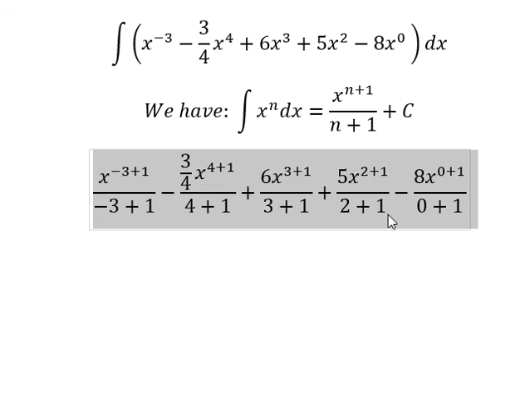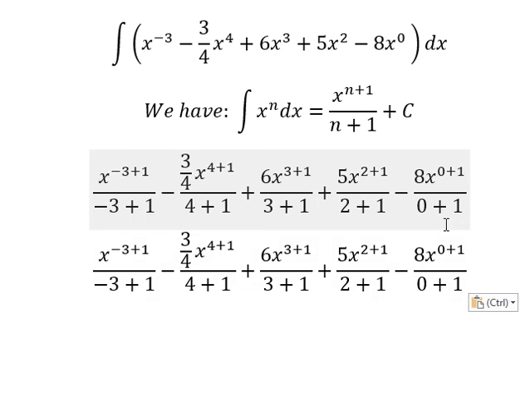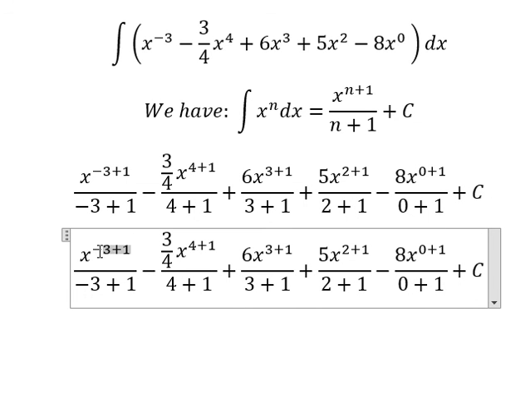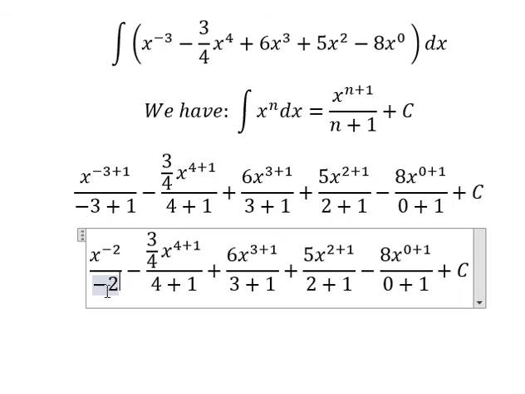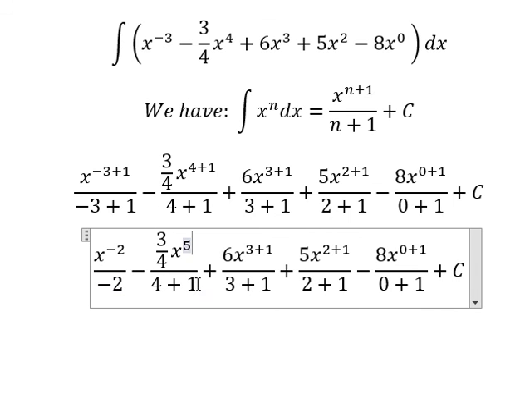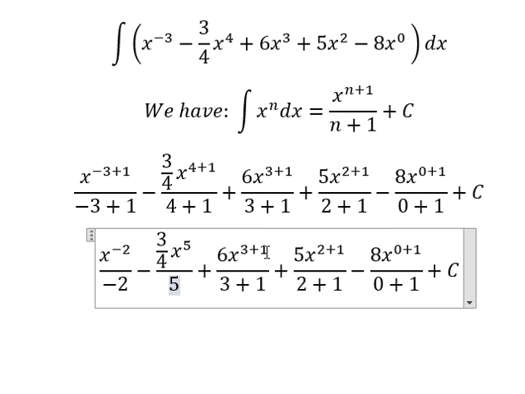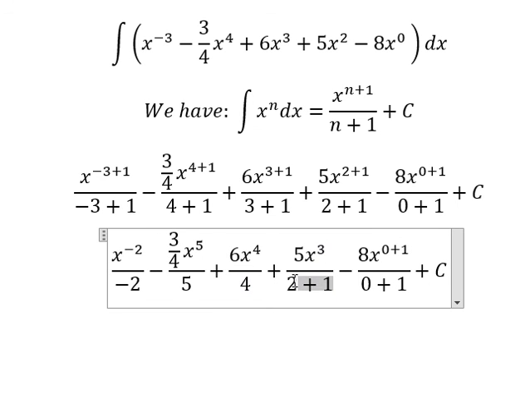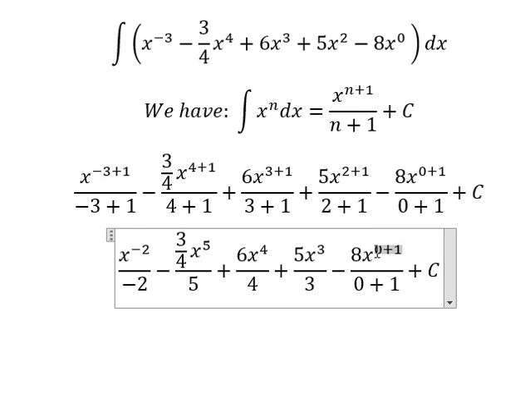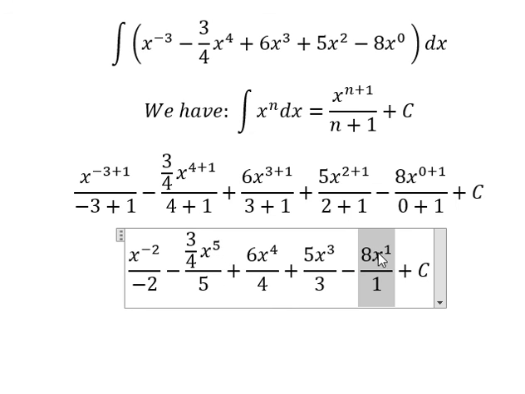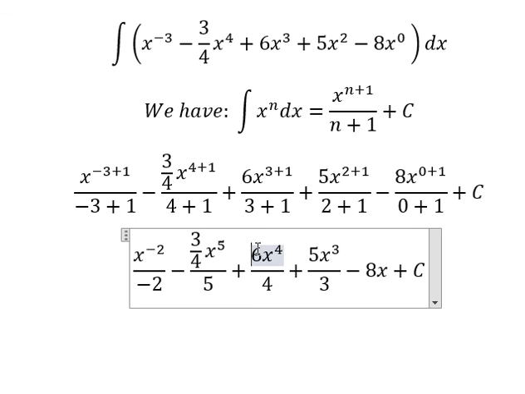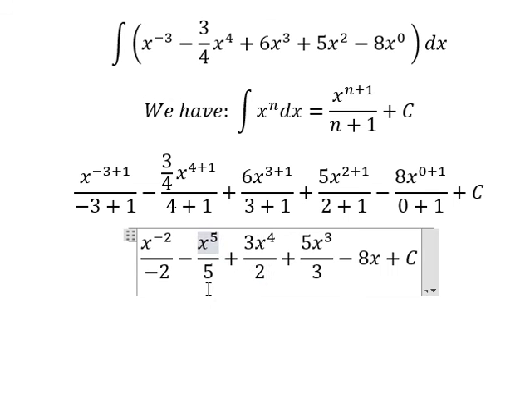And now we need to simplify. This one we have negative 2, negative 2. This one is about 5. This one is about 5. This one is about 4. 4. 3. 3. 1. 1. So this one we can write as a multiplied by s. 6 divided by 4, so we have 3 over 2. Number 4 with number 5 we have 20.